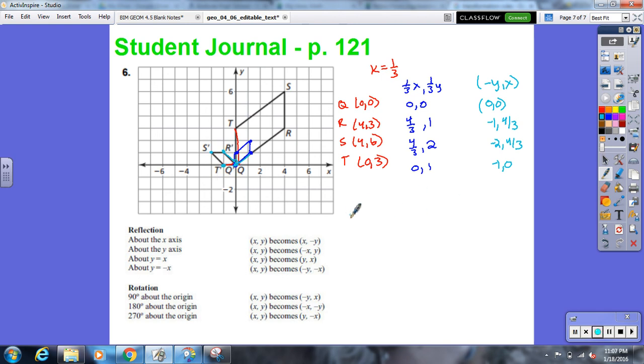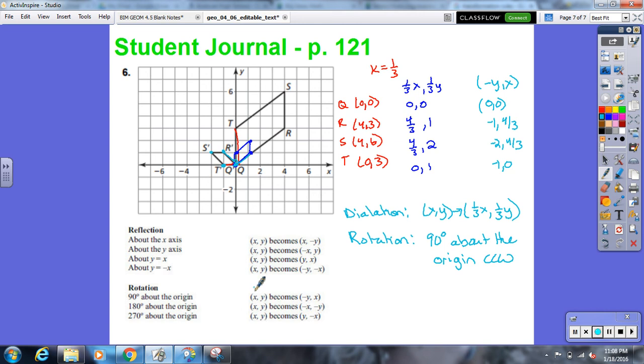So I'm just going to go ahead and describe my change as being a dilation. And I'm going to show the rule. I'm going to do (x, y) arrow (1/3 x, 1/3 y). And then I said it was a rotation. And I'm going to say it's 90 degrees about the origin. And although if we don't say, we're pretty much saying that it's counterclockwise, I'm just going to go ahead and clarify just to make sure that it's counterclockwise.